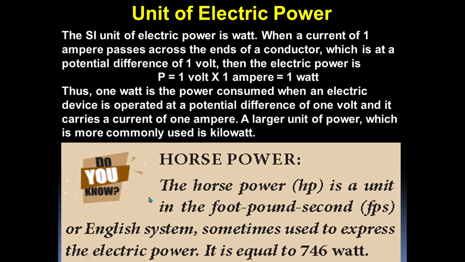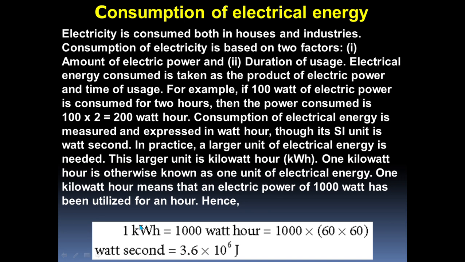The unit of electric power is watt. The commercial unit of electric energy consumed is 1 kilowatt hour. How will you calculate 1 kilowatt hour? 1 kilowatt hour is equal to 1000 watt hour. That means 1000 into 60 into 60 is nothing but 3.6 into 10 power 6 joule. Thank you very much.